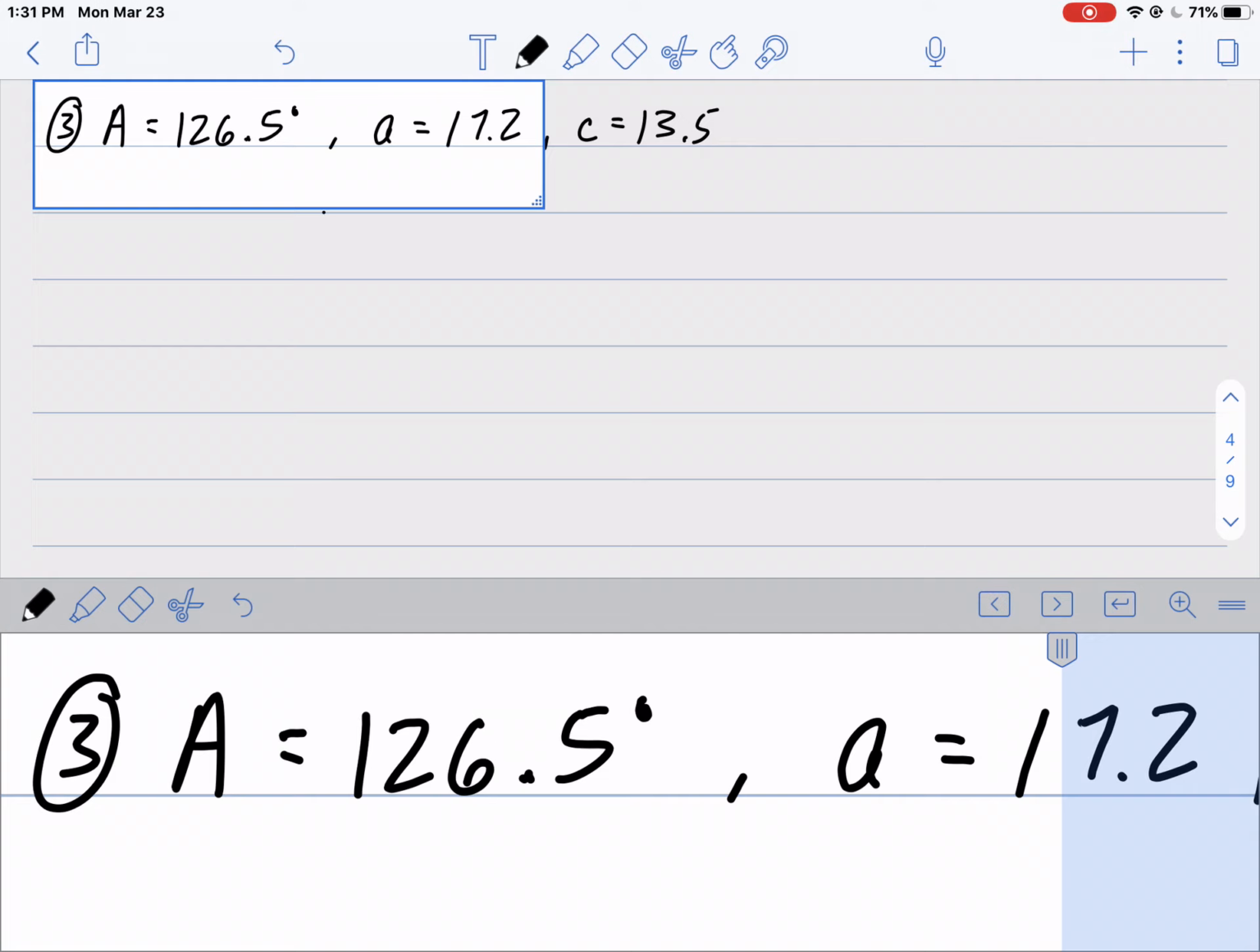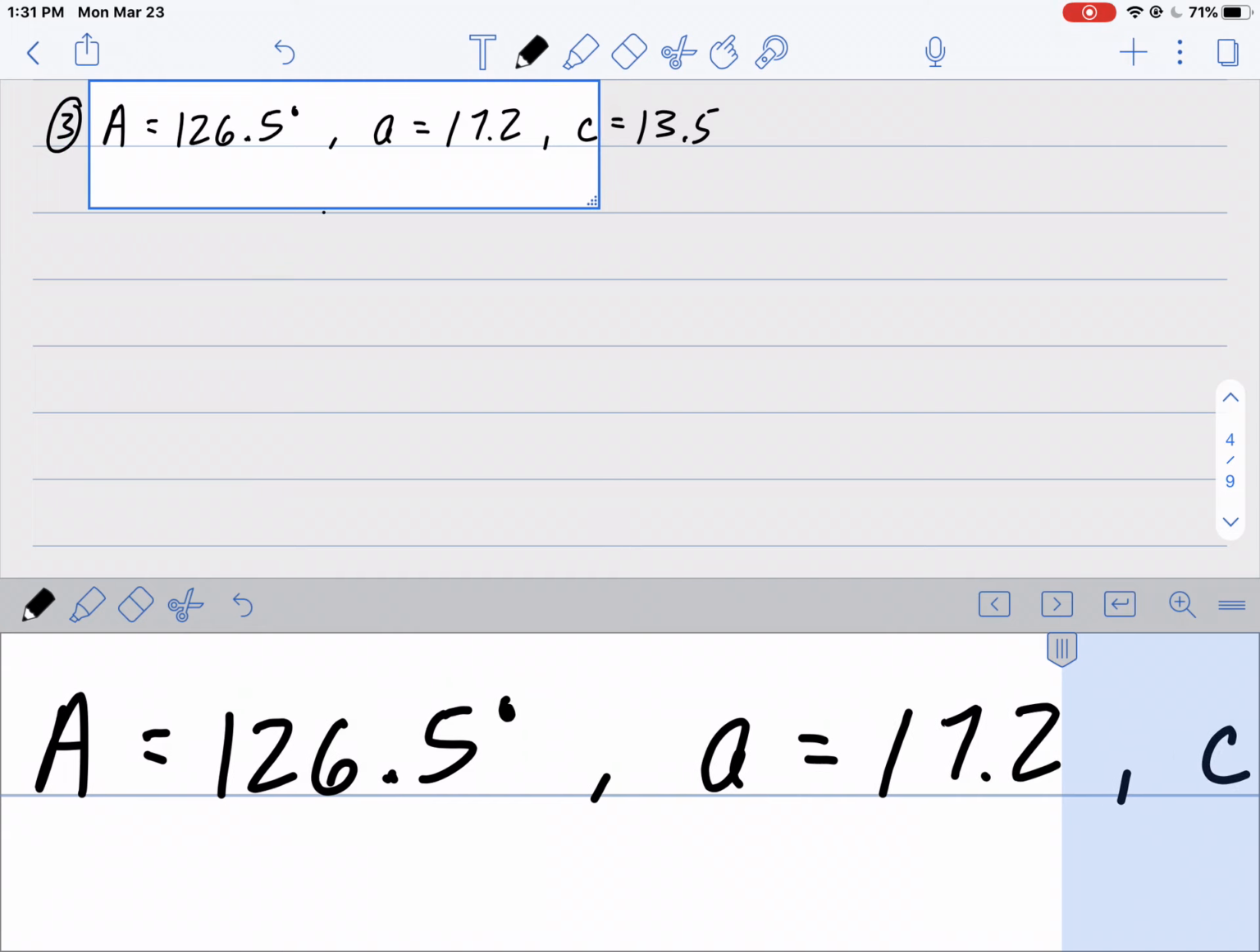Well, first of all, the fact that this triangle has an obtuse angle, right? Angle A is 126.5 degrees. I know right there that there could at most be one triangle. There's no way you can have two different possible triangles if one of my angles is an obtuse angle, right? So we know there's only possibly one. Now, there still could possibly be none, right? It doesn't guarantee I have a triangle. I could still possibly have no triangle.